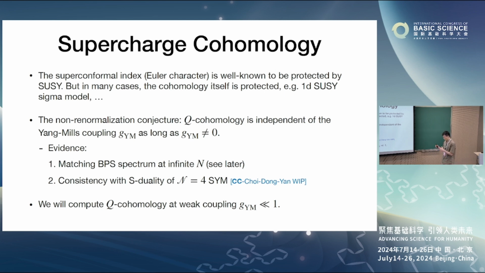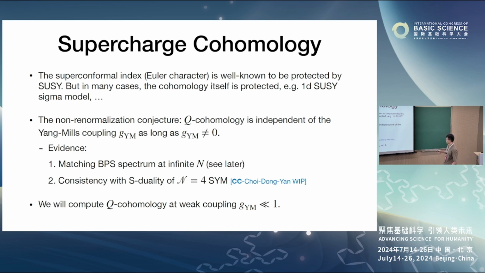It is known that if we compute the Q cohomology at g_YM exactly equal to 0, and slightly away from 0, you will see a jump of the cohomology. But as long as you are away from g_YM equals 0, the conjecture is that the cohomology will stay invariant. There are several pieces of evidence for this conjecture. First, we can try to match the BPS spectrum in the infinite rank case, and I will talk about this evidence later. A second piece of evidence is the consistency between this non-renormalization conjecture and the S-duality of N=4 super Yang-Mills. This part is pure field theoretical evidence, but I will not talk about it in this talk. We will just assume this conjecture, that Q cohomology is invariant under g_YM as long as it is non-zero, and then work at weak coupling.